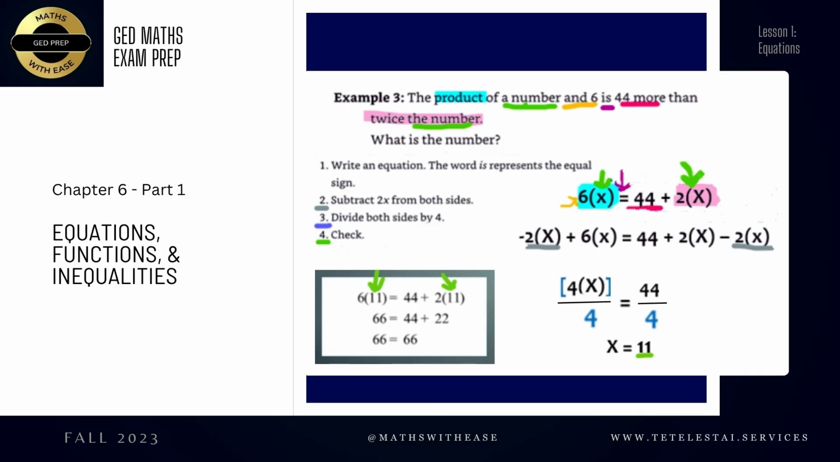In example 3, we're being told that the product of a number and 6 is 44 more than twice the number.